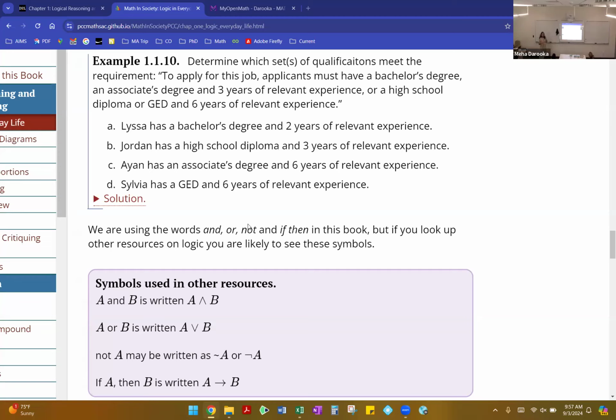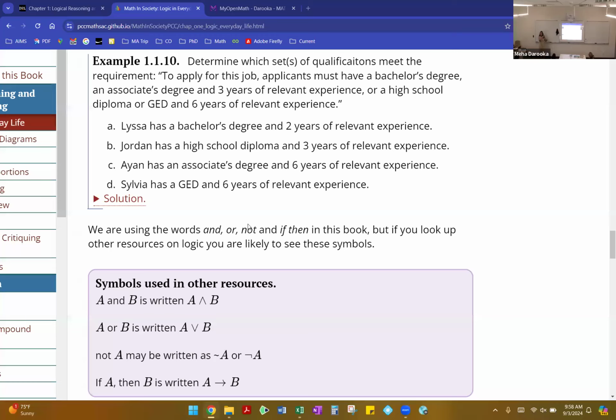So first, I want you to break down where you see the ands and the ors as the connectors. Are we seeing a statement which is a conditional statement, like the if-then conditional statement? So read that again in your mind and see what is the setup of this statement that they're asking us to determine the set of qualifications for.